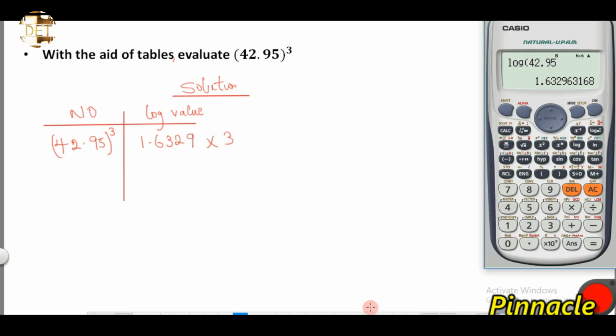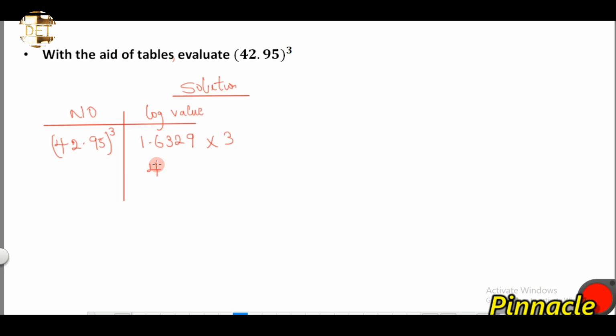So this power of 3 in logarithm means times 3. I'll bring out my calculator again and press 1.6329 times 3, and that will be equal to 4.8987. So this is what I've gotten in the log value. 4 is our characteristics, like we said, the whole number part is the characteristics, while the fractional part, which is 0.8987, is the mantissa. So the next thing I would want to do is to look for the anti-log of this number.